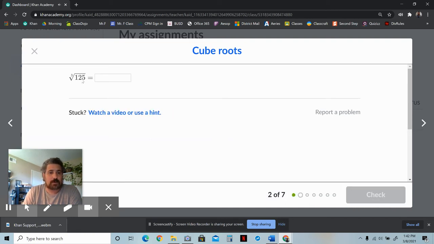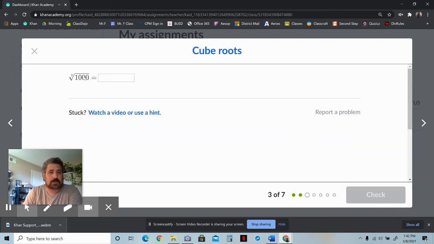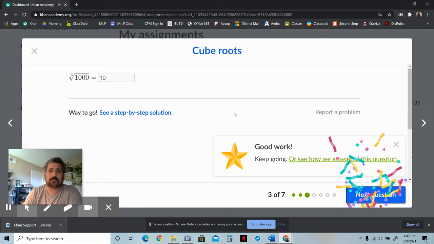Well, the cube root of 125 is what number times itself 3 times equals 125. You can tell by the 5 at the end of it, it's probably going to be 5. 5 times 5 is 25, and then times that by 5, you get 125. So it's going to be 5. All right. The cube root of 1,000, what number times itself 3 times equals 1,000? That would be 10 times 10 times 10. So 10 times 10 is 100, and then 100 times 10 is 1,000. So that would be 10.